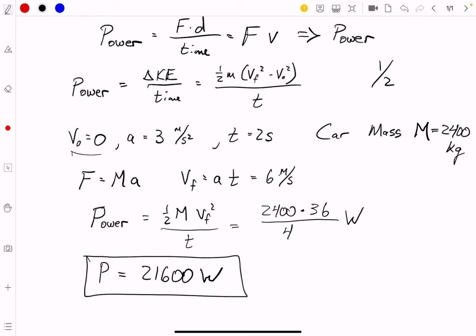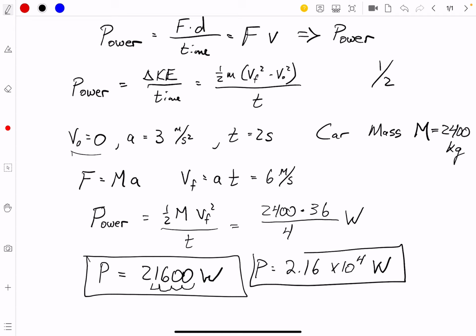Now, I talked earlier about how you really should write this in scientific notation. You'd write it 2.16 times 10 to the 4, because we're going to go over once, twice, 3 times, 4 times. So 10 to the 4 watts. That's our power. This is the proper answer. This one's okay, I'll accept that. That's fine. But this is the right way.